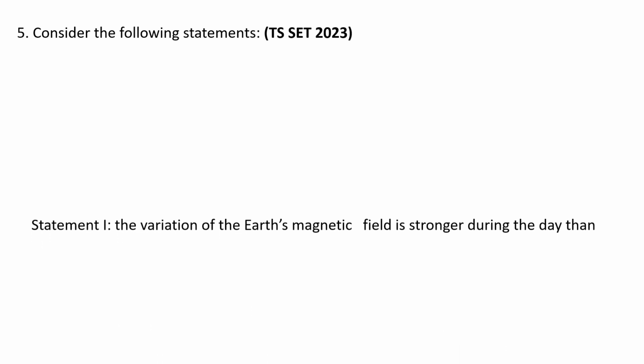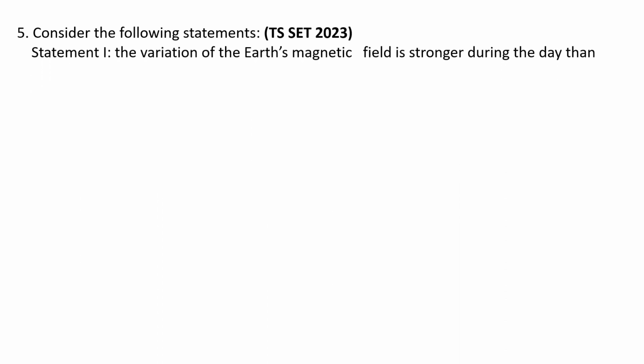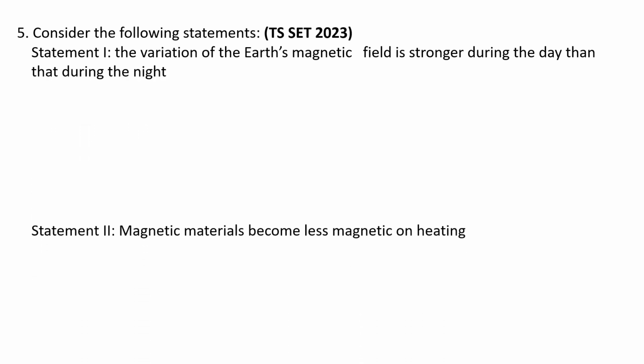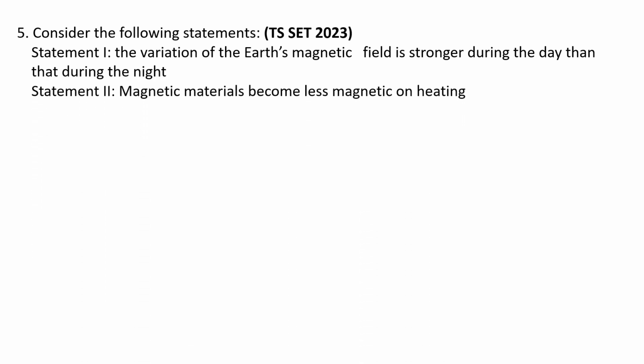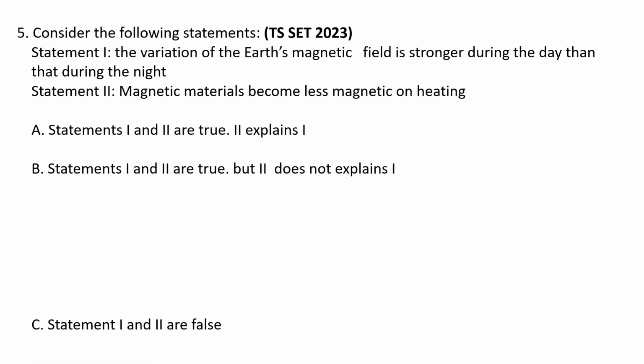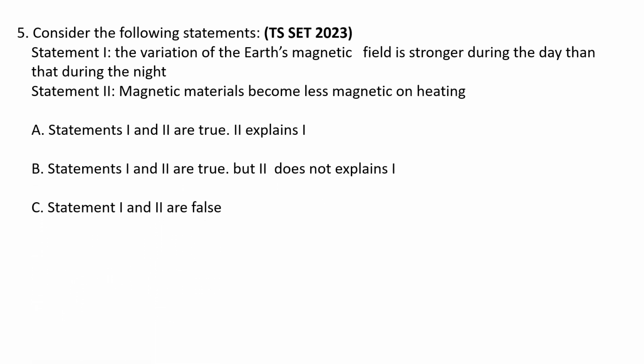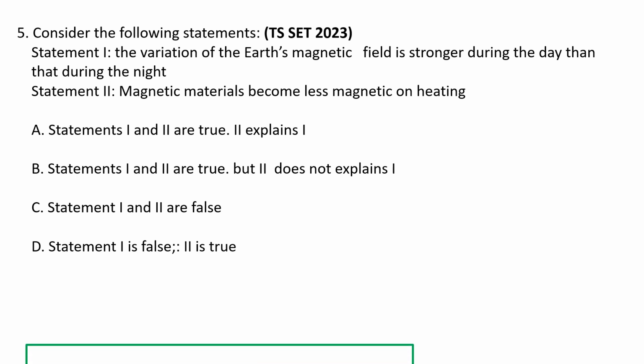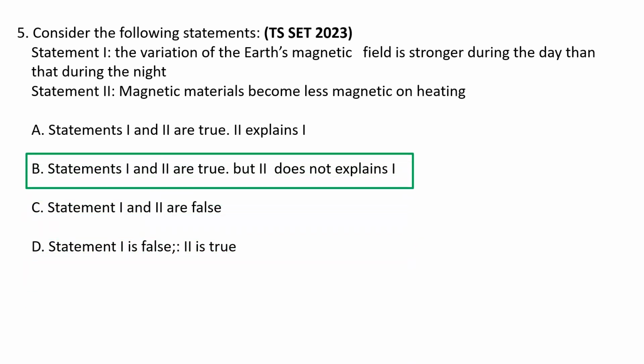Next question. Consider the following statements. Statement 1: the variation of the Earth's magnetic field is stronger during the day than during the night. Statement 2: magnetic materials become less magnetic on heating. A, statements 1 and 2 are true and 2 explains 1. B, statements 1 and 2 are true but 2 does not explain 1. C, statements 1 and 2 are false. D, statement 1 is false and 2 is true. B is the correct option because statements 1 and 2 are true.